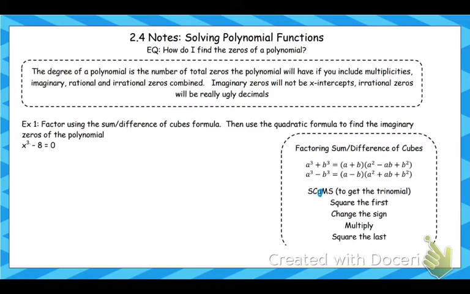Now the U didn't mean anything. The U just helped us remember the word. But what that acronym stood for is how we get this trinomial. And it's written down there, but let's go ahead and do an example.